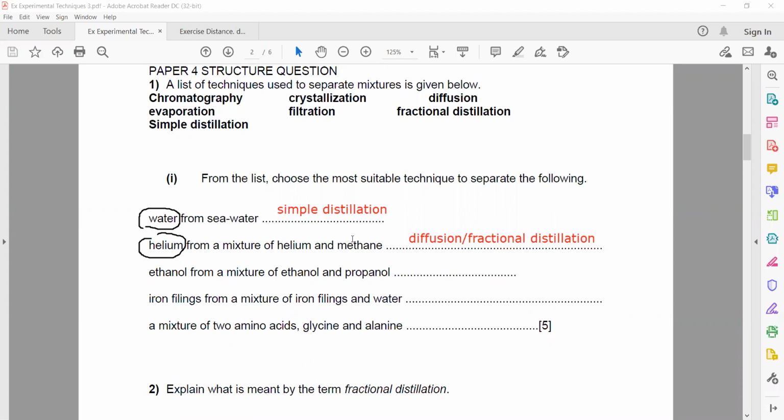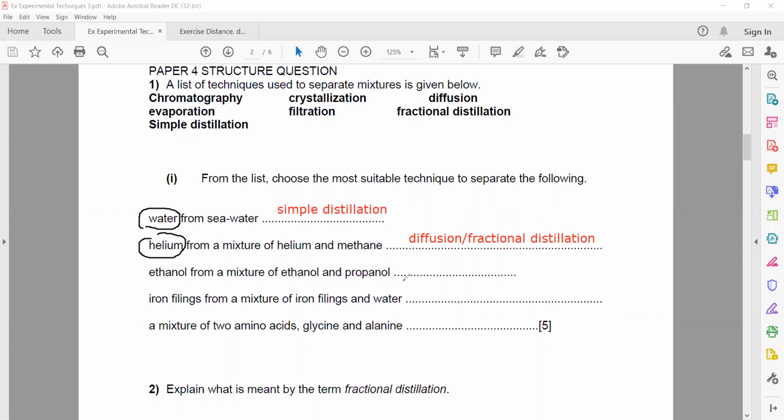If you want to separate two or more miscible liquids or two or more gases which are mixed together, we can use diffusion specifically for gases, and fractional distillation, if they are miscible, they mix with each other. So first we convert the gas into liquid and then separate them on the basis of the boiling point.